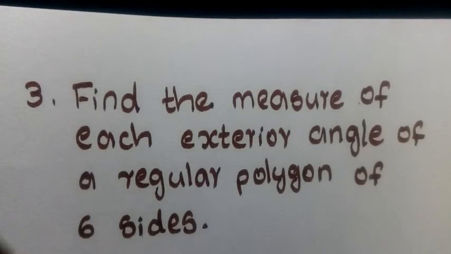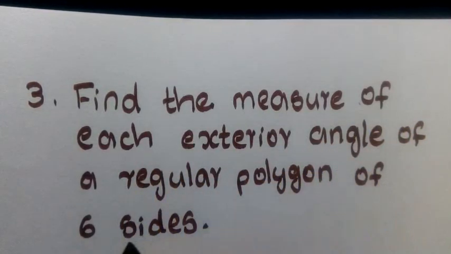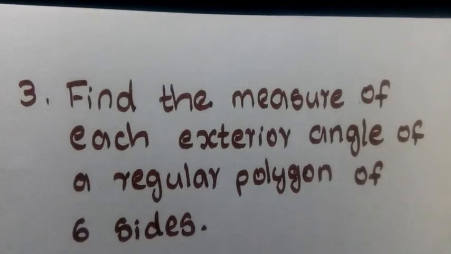Third question. Find the measure of each exterior angle of a regular polygon of 6 sides. In the previous question, it is given the measure of each exterior angle of the polygon. We need to find the number of sides. But in this question, number of sides is given. We need to find the measure of each exterior angle of the given regular polygon. So, if you divide the total measure of the exterior angles by number of sides, then you will get the measure of each exterior angle of the polygon. Let us check the solution.